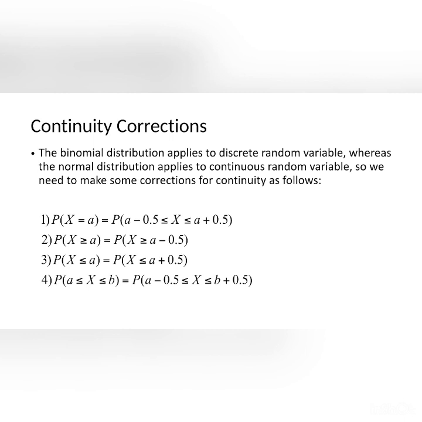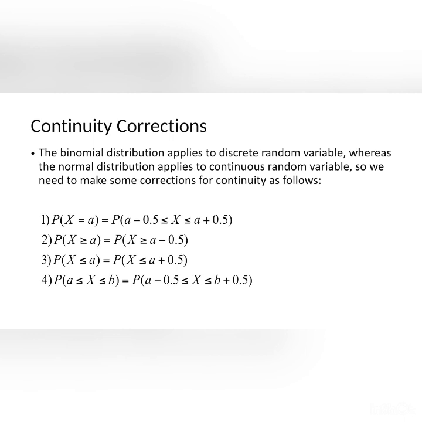For number 2, if probability X greater or equal to a, after the continuity correction, we get probability X greater or equal to a minus 0.5. For the third one, probability X less or equal to a, after the continuity correction, we get probability X less or equal to a plus 0.5. For the last one, probability X from a to b, after the continuity correction, we get a minus 0.5 to b plus 0.5.